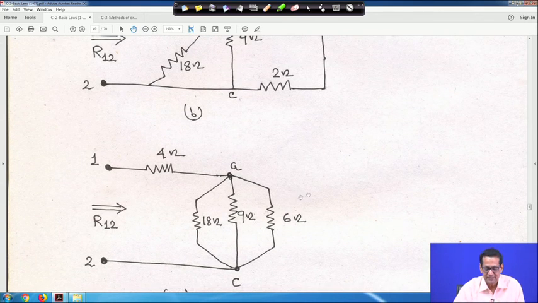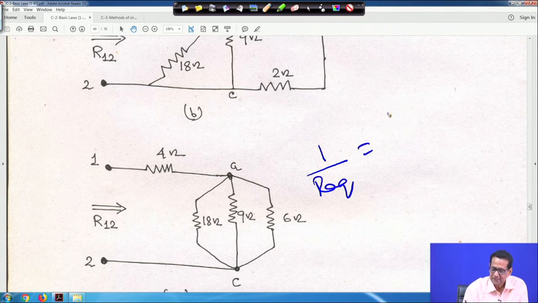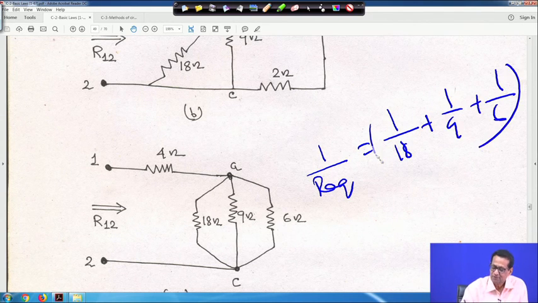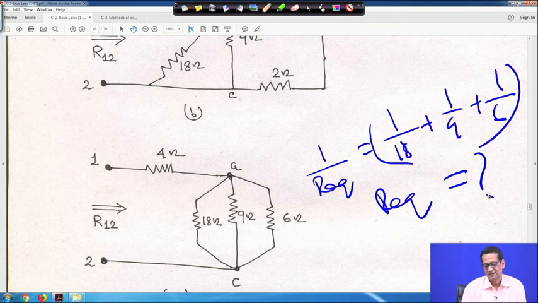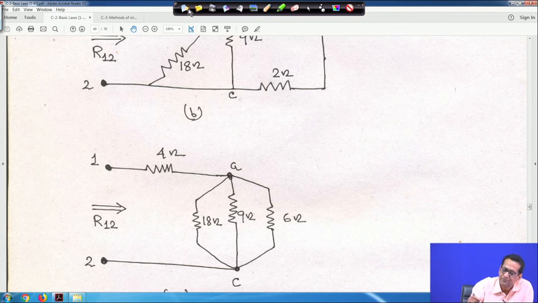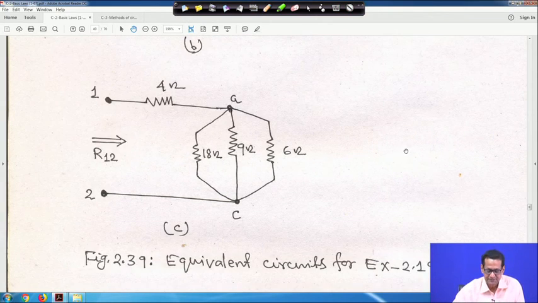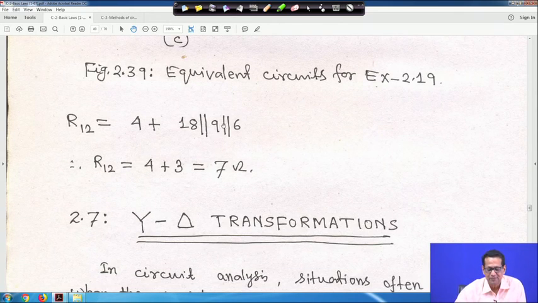Find out the equivalent of this 6, 9 and 18; we told you how to find it: 1 upon Req is equal to 1 upon 18 plus 1 upon 9 plus 1 upon 6, right. From that you find out Req. I have calculated; these all three are in parallel. Let me clean it. With this, 18 parallel to 9 parallel to 6, writing this way, the equivalent comes to 3 ohm. So 4 plus 3 is 7 ohm, right. The answer will be R12 is equal to 7 ohm.